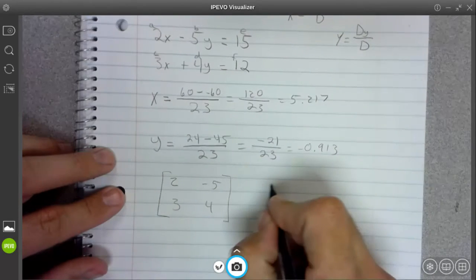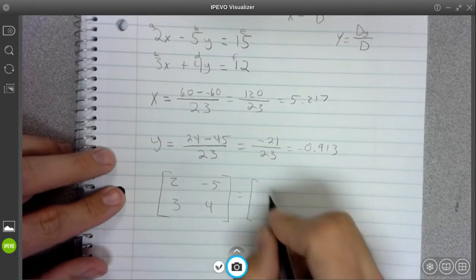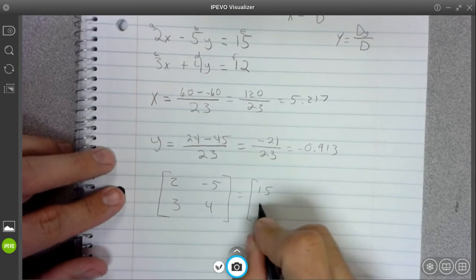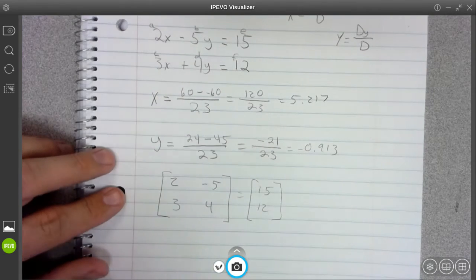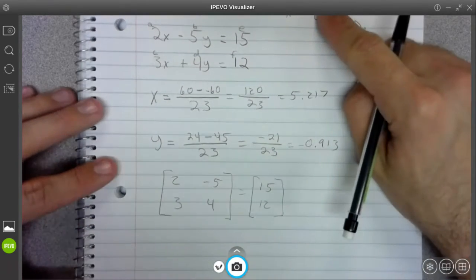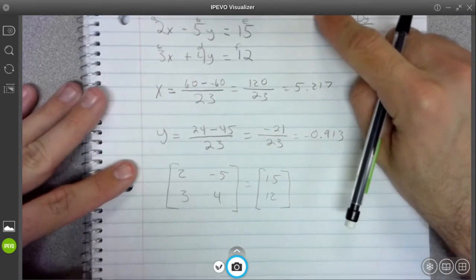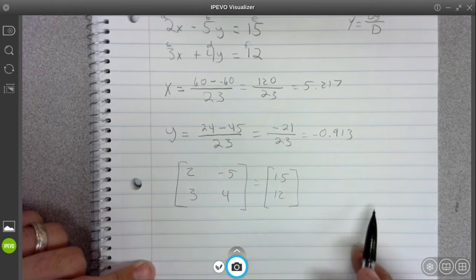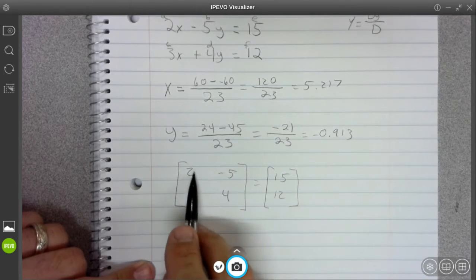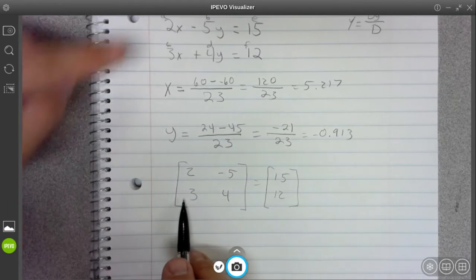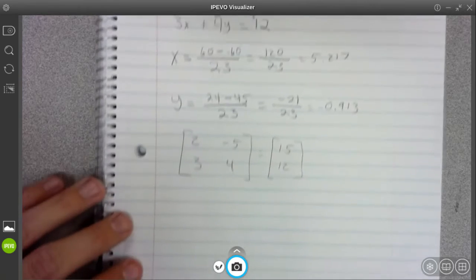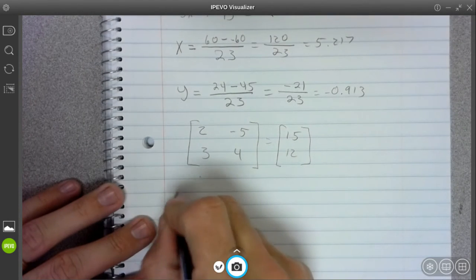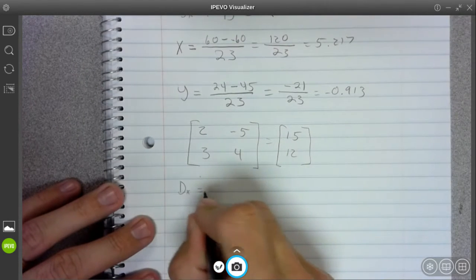And I guess I'm going to write, I don't know if this is official, 15 and 12. So to find the determinant of x, that Dx part, the way you do this is you take your answer part, the right side of the equation, and you substitute that in for the x column. 2 and 3 represent x. So we're going to do this determinant, this Dx.